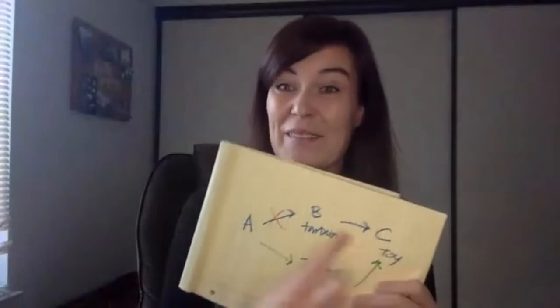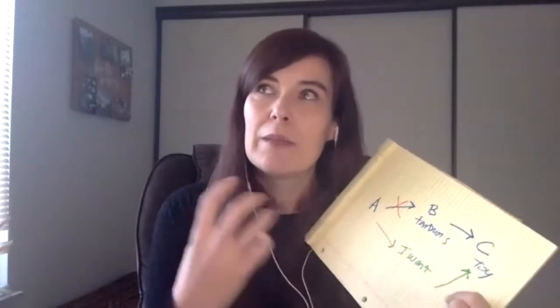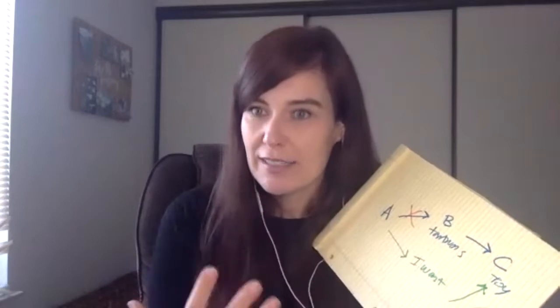So we need to figure out kind of what the appropriate version of that behavior would be. And it needs to not only serve the same function, right? We want to make sure if they were tantruming because it led to them getting the toy, then we want to make sure that the replacement behavior we're choosing also leads to the toy and not some other payoff that they weren't really going for. And it needs to be a bigger, better, easier payoff.